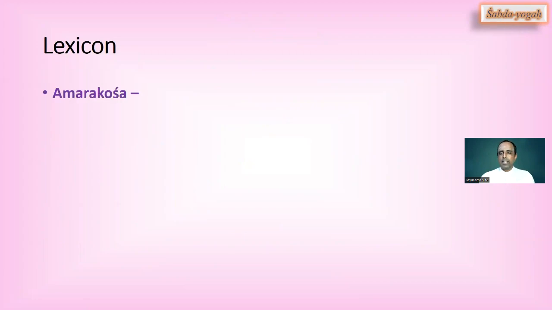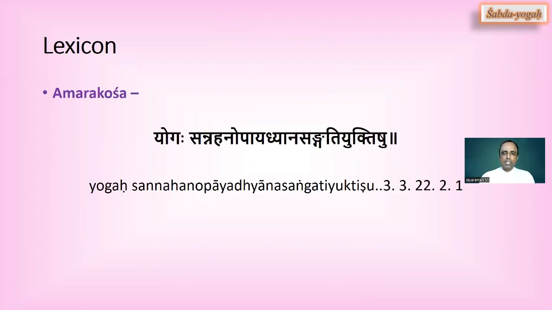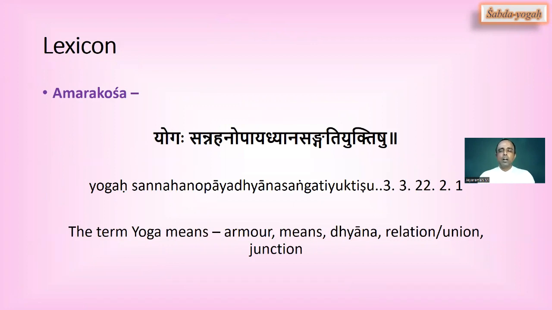Now let's come to the lexical entry. In Amarakosha, there is a reference: Yogasannahanopa dhyana sangati yuktishu. So yoga has been given five possible meanings across yogic and non-yogic literature, because Sanskrita literature is vast and hence there are so many possible occurrences of the term yoga, not only in yogic treatises but in other treatises also, used to indicate various meanings. So five meanings have been collected in Amarakosha. The most prevalent five meanings are Sannahana, Upaya, Dhyana, Sangati, Yukti, which means armor, means, dhyana, relation or union, and junction.